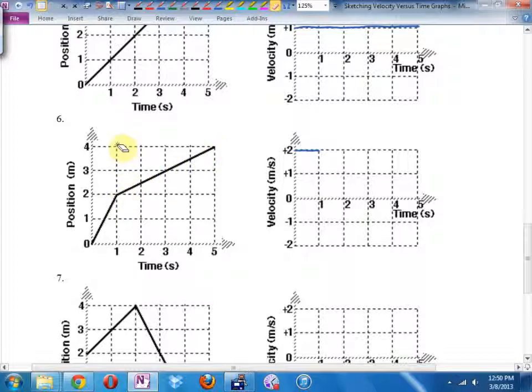What's the rise? 2. What's the run? 4. So the rise over run is 2 over 4, or as a decimal, what is that? 1/2. So I'll eyeball it about that high. That's that trip, apparently.